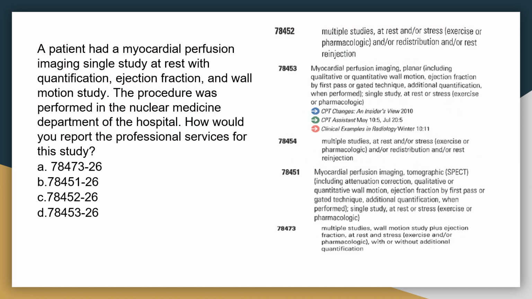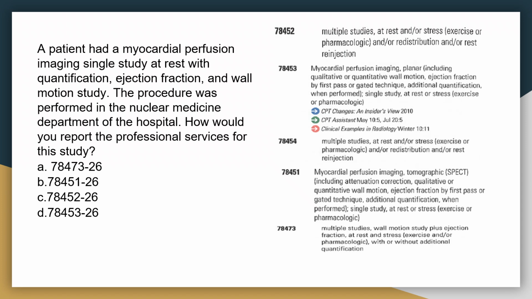Then 78451 is also the code for myocardial perfusion imaging tomographic, including attenuation correction, qualitative or quantitative wall motion, ejection fraction by first pass or gated technique, additional quantification when performed, single study. And 78452 is the multiple study. And 78453 is myocardial perfusion imaging planar, including quantitative or qualitative wall motion, ejection fraction by first pass or gated technique, additional quantification, single study.